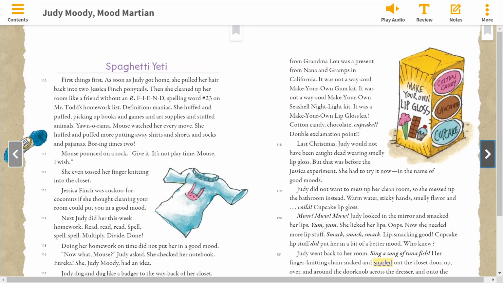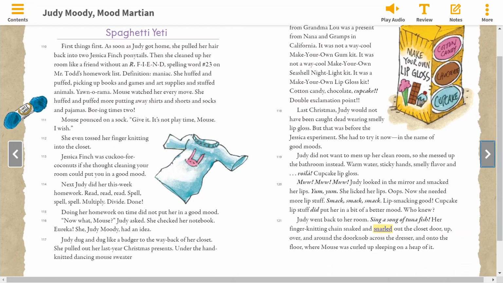Mouse watched her every move. She huffed and puffed more, putting away shirts and shorts and socks and pajamas. Boring times 2. Mouse pounced on a sock. "Give it! It's not playtime, Mouse!" She even tossed her finger knitting into the closet. Jessica Finch was cuckoo for coconuts if she thought cleaning her room could put you in a good mood.